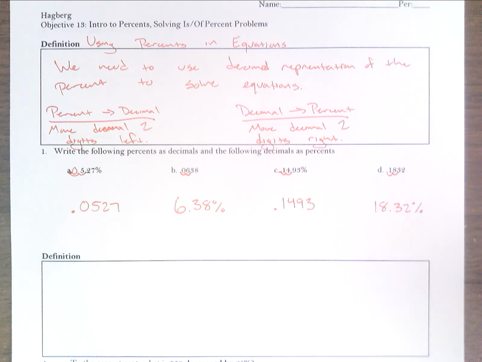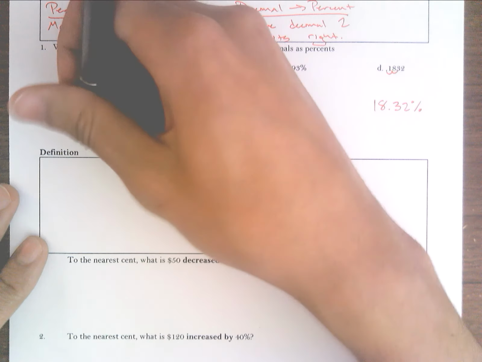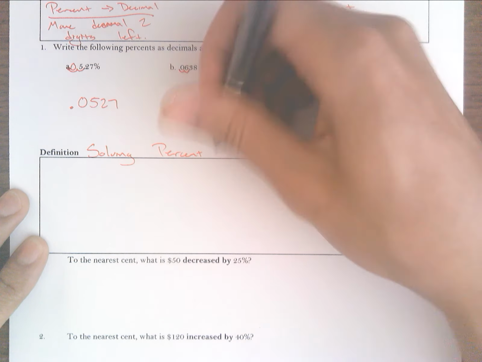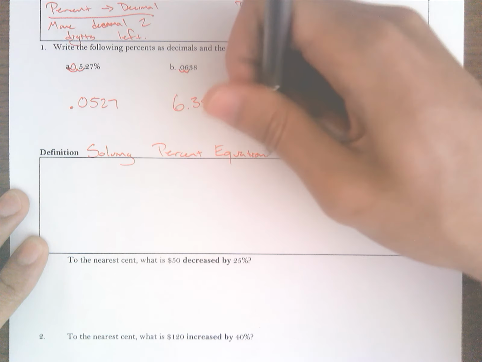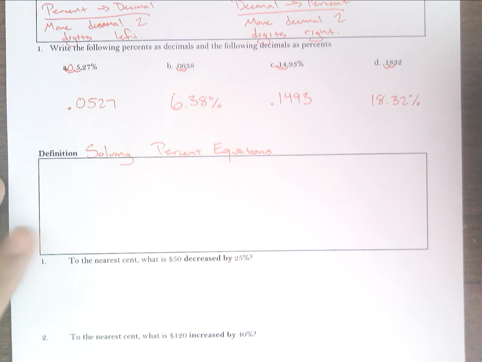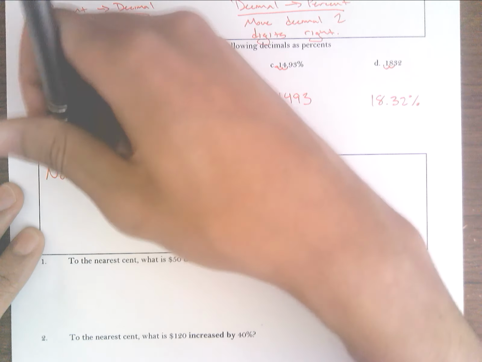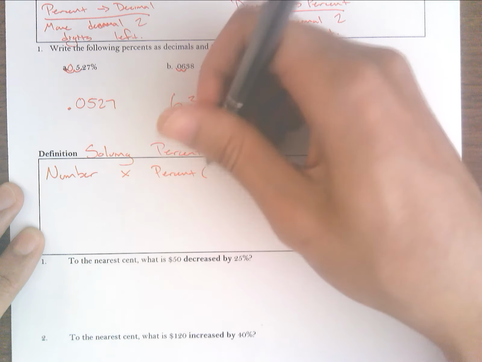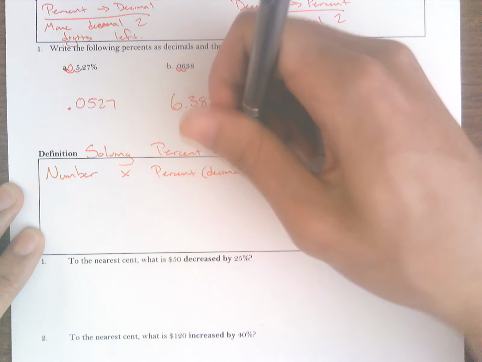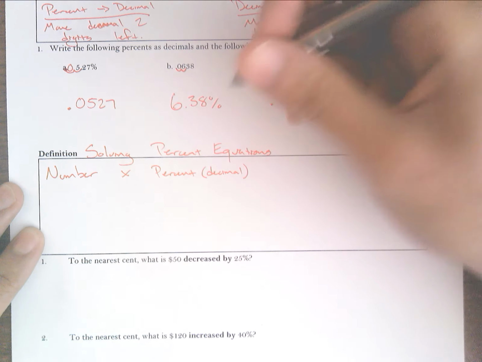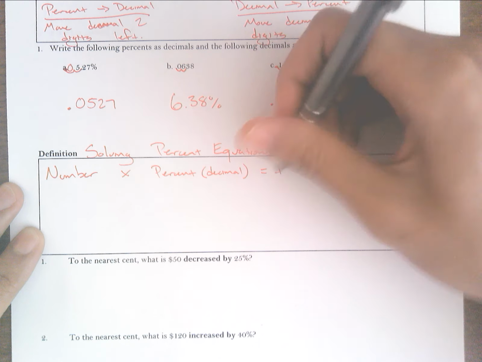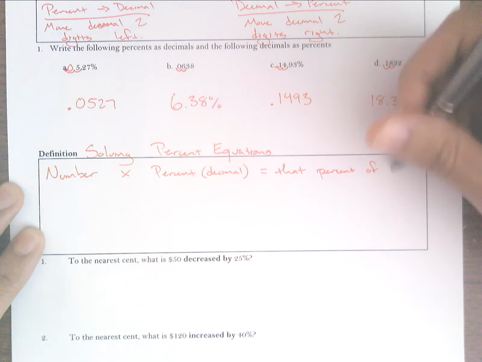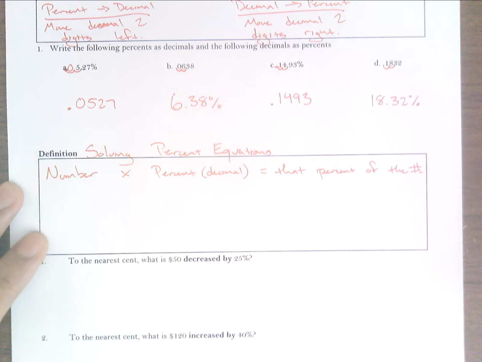Okay, so let's talk about solving percent equations. So I'm going to go ahead and write a definition for that, solving percent equations. In order to solve these percent equations, we take the number times the percent. And remember the percent as a decimal, so we have to convert it. So we take the number times the percent as a decimal, and that gives us that percent of the number.